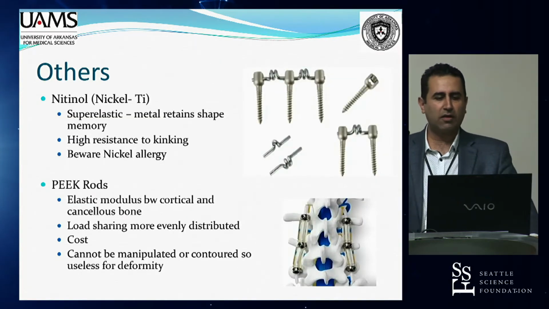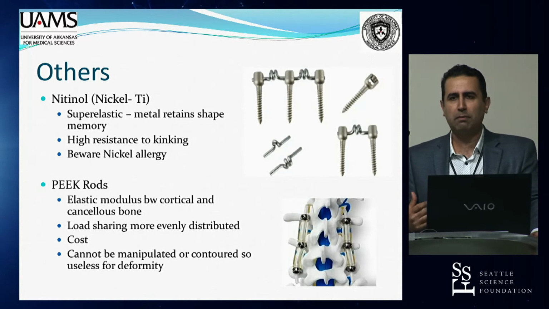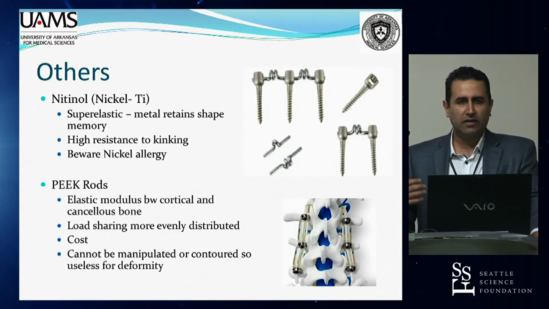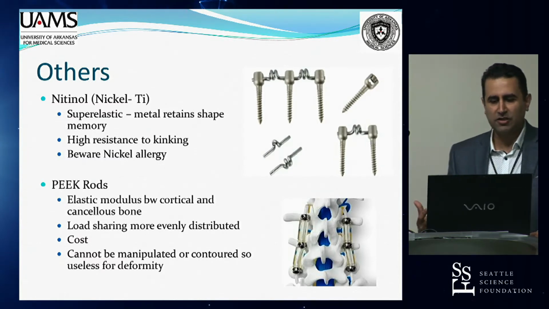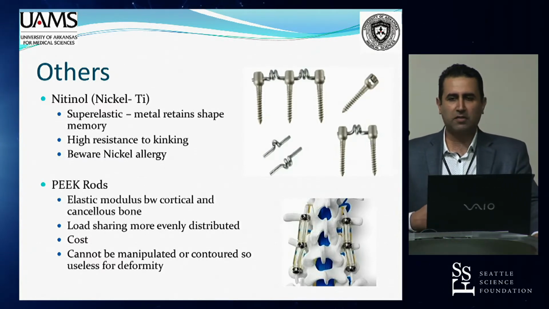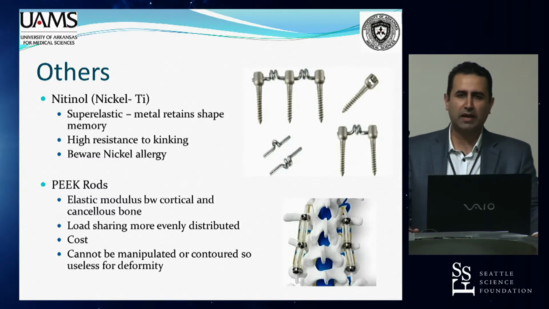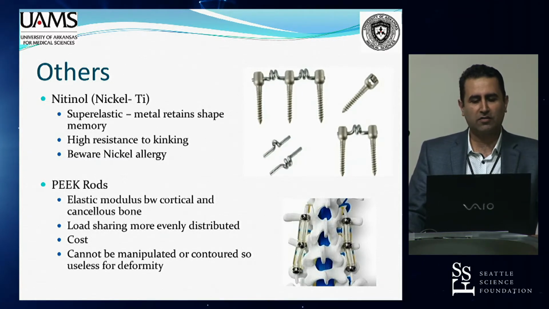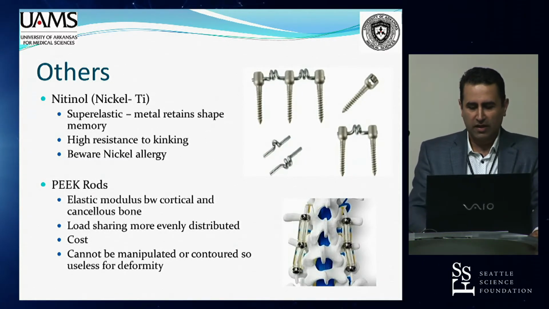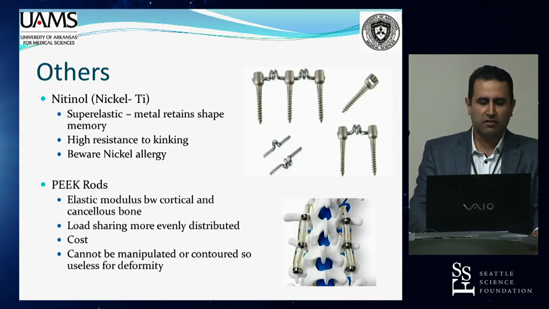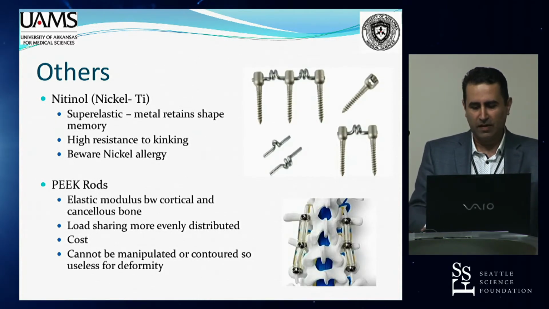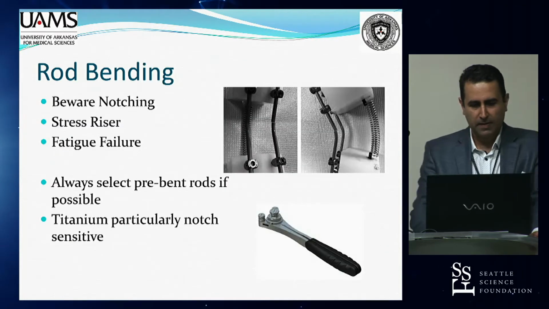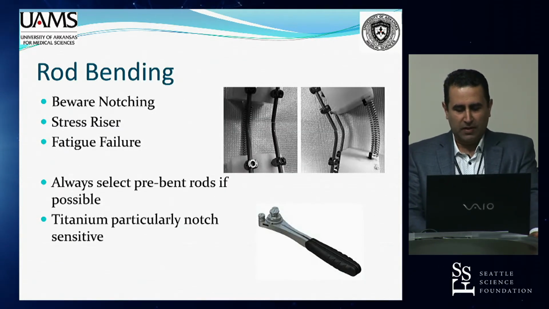There's others. There's Nitinol, a metal shape memory retaining object, highly resistant to kinking. It's got nickel in it, so there's allergy issues with it. And then there's this concept of PEEK. We'll talk about it as an interbody implant, but basically it's used as a rod. It's got a low elastic modulus, shares load. It's small cost, but you can't manipulate it and you can't contour it for deformity. So I'm going to get to the point, which is tips for success, and then we'll finish up.